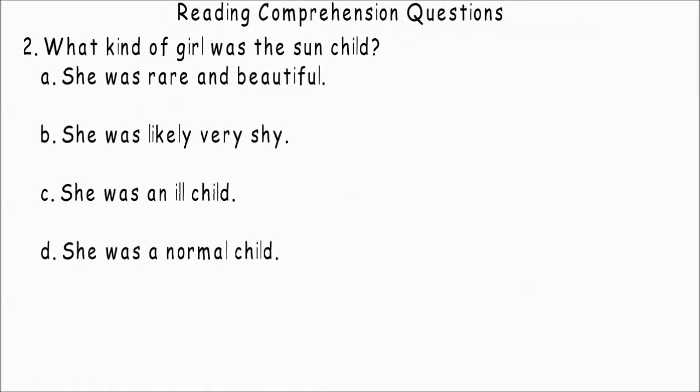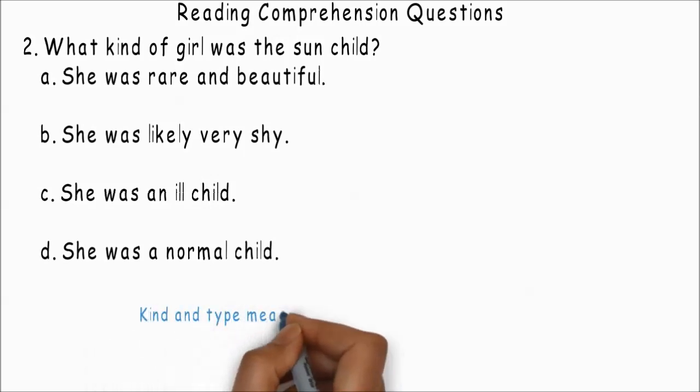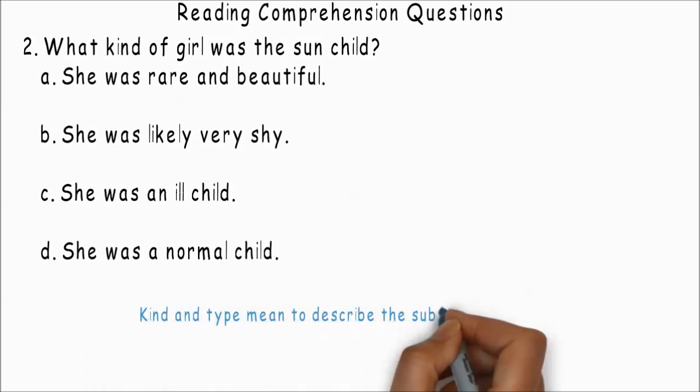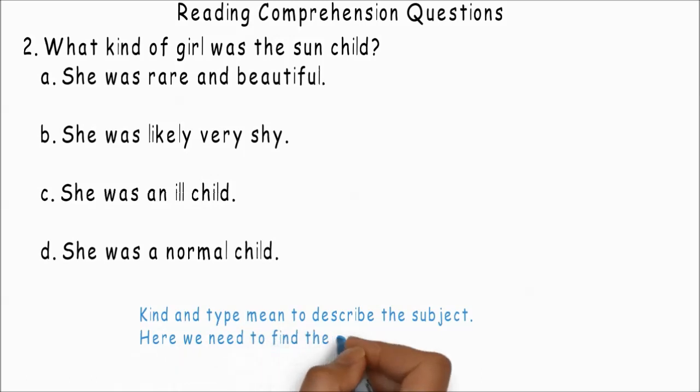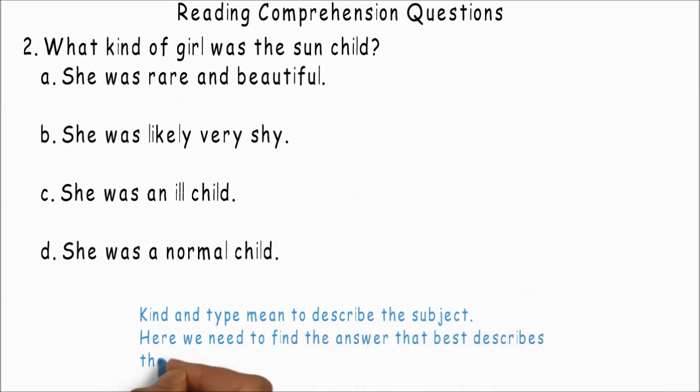Reading comprehension question number 2. What kind of girl was the sun child? A. She was rare and beautiful. B. She was likely very shy. C. She was an ill child. Or D. She was a normal child. Kind and type mean to describe the subject. Here, we need to find the answer that best describes the sun child.